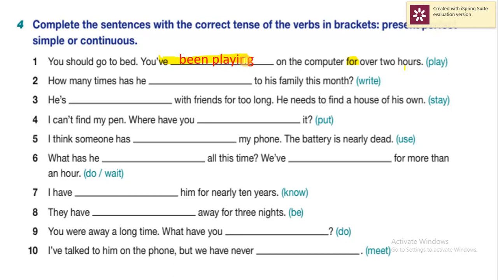Now, let's go to the coming one. How many times has he written to his family this month? Now, is there any keyword? Let's see. How many times has he written to his family this month? No, there are no keywords here. So how should I answer the question? You should answer the question depending on the meaning.